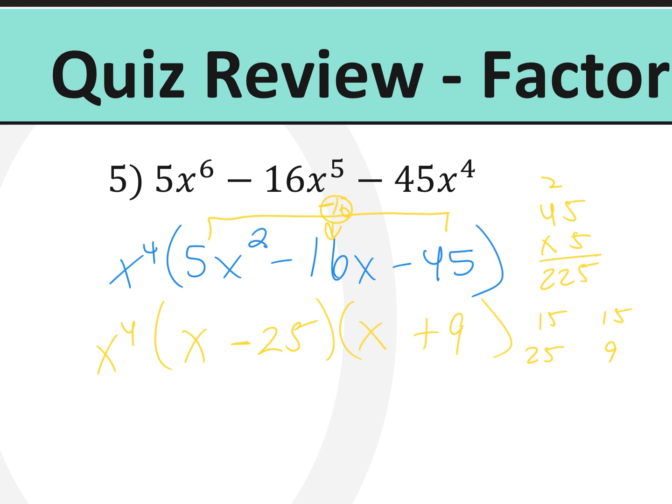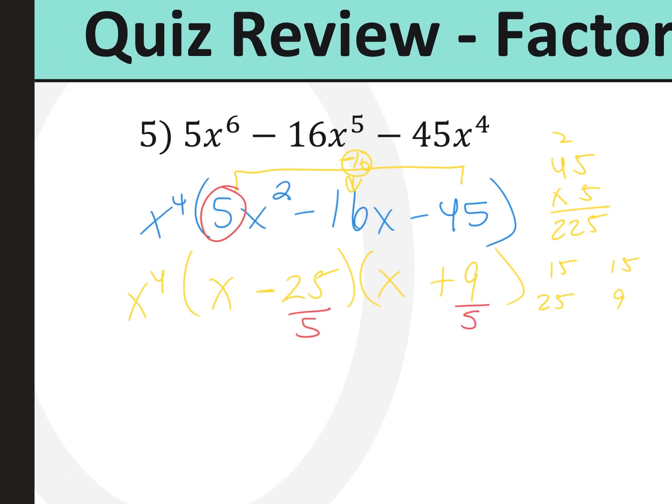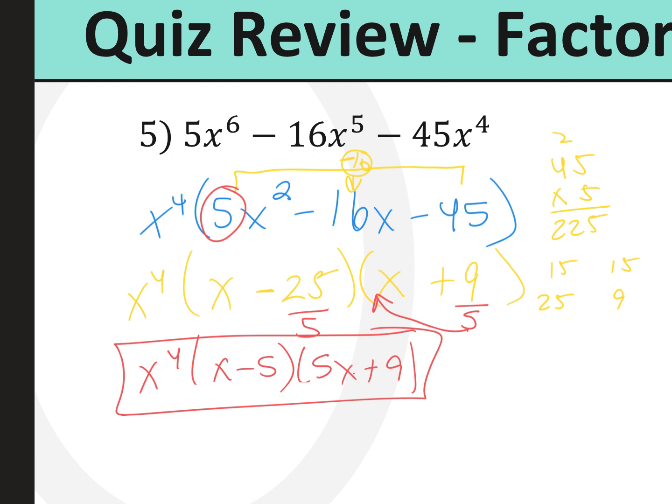Now I take my a term and I put it underneath here and I put it underneath here. Okay, so I still have my x to the 4th out here. Does 25 divide by 5 nice and pretty? Yeah, so this is x minus 5. Does 9 divide by 5 really nice and pretty? No, so this just becomes the coefficient. It's 5x plus 9. That's how I factor when a is not 1.